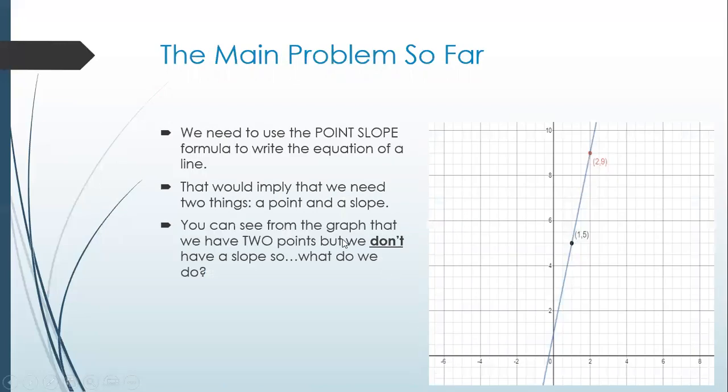So here's the main problem. We need to use the point-slope formula, but that would imply we need 2 things, a point and a slope. We have in the graph 2 points, but we don't have a slope, so what do we do? Is the question. So here's the basic solution that we come up with.